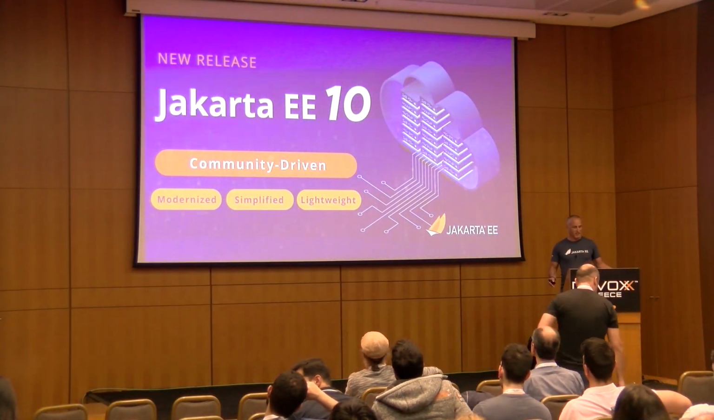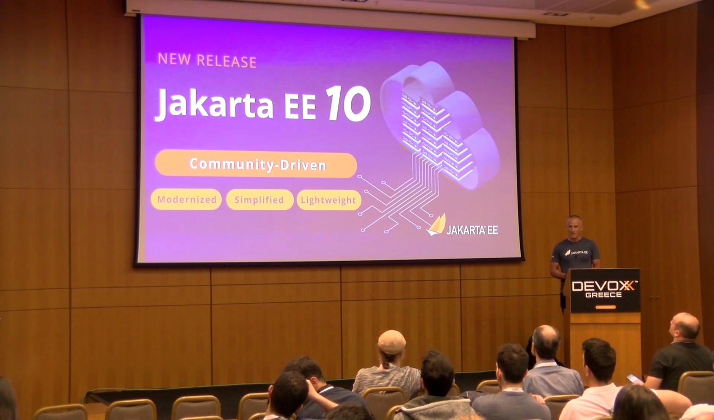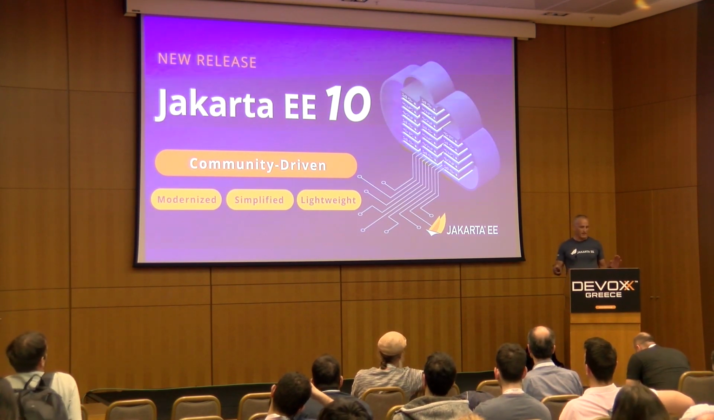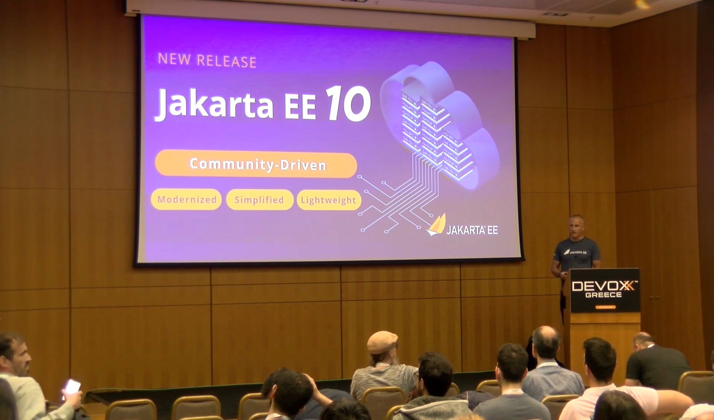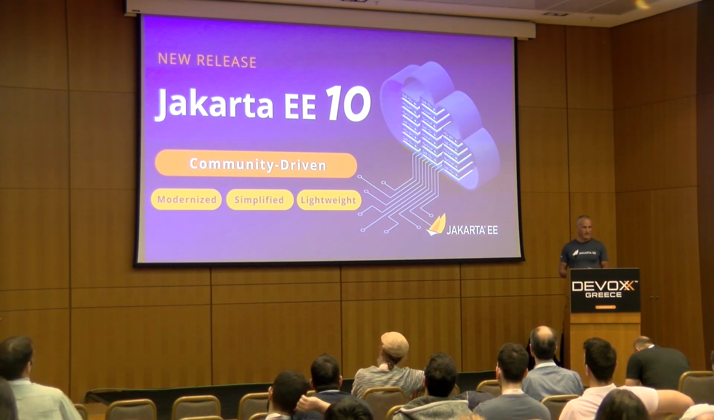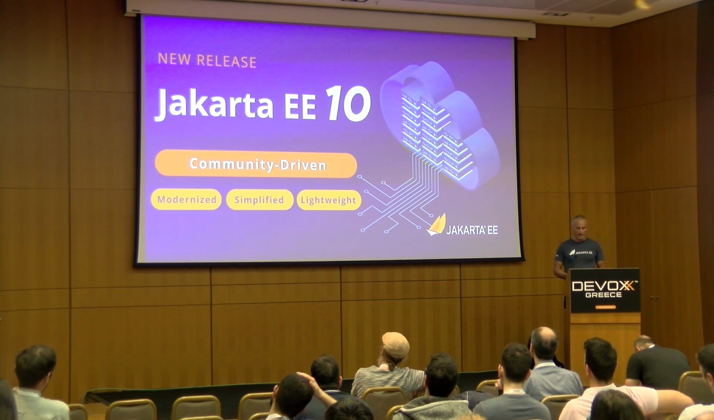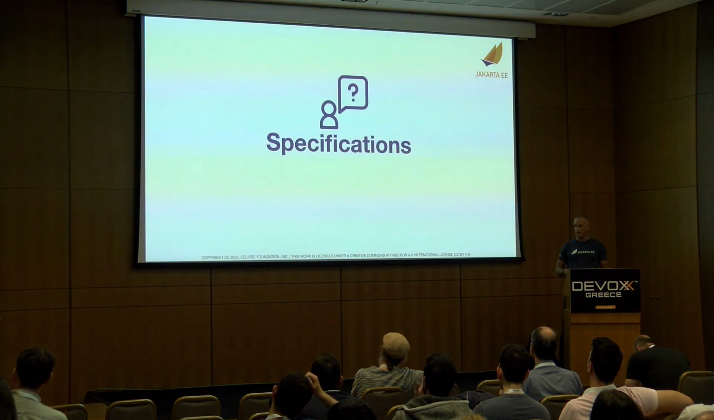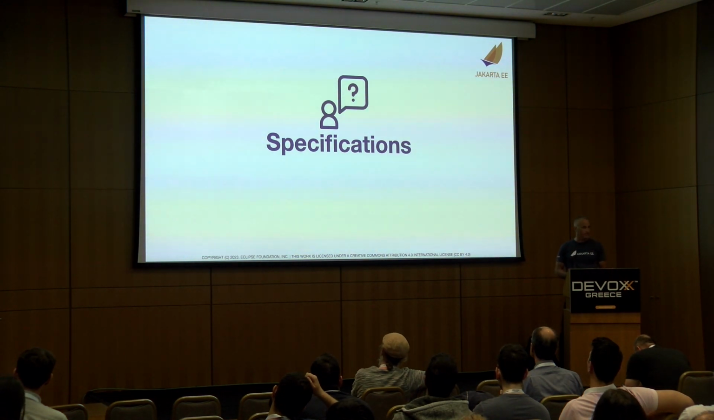So Jakarta EE10 was released September last year, so it's a fairly new release. It's been out for about half a year or so. And we like to call it a community-driven, modernized, simplified, and lightweight version of Jakarta EE, and I'll show you some of this in the following slides and some code demos as well.